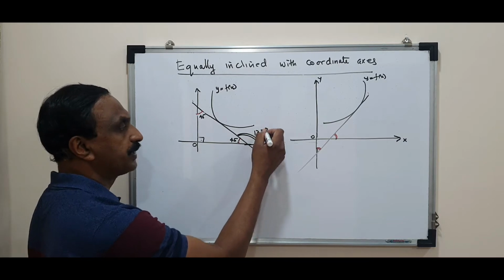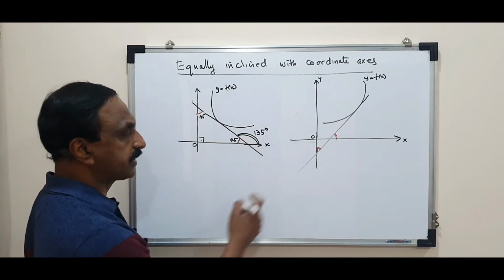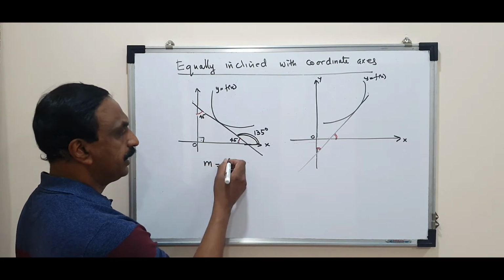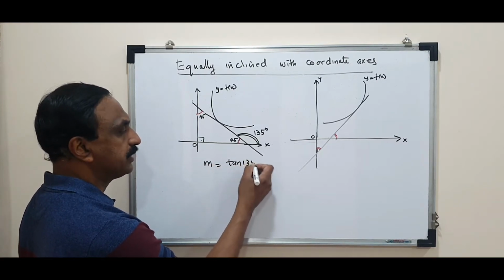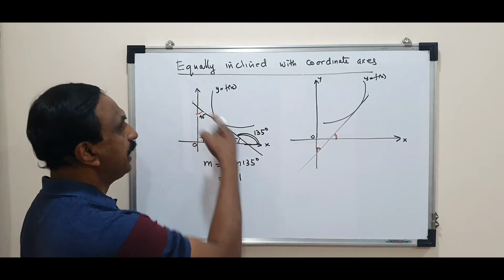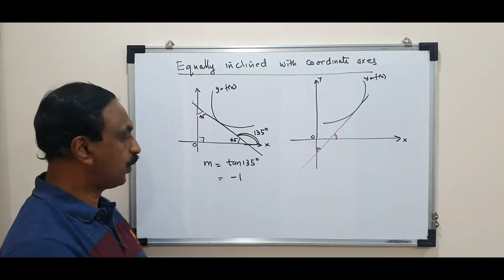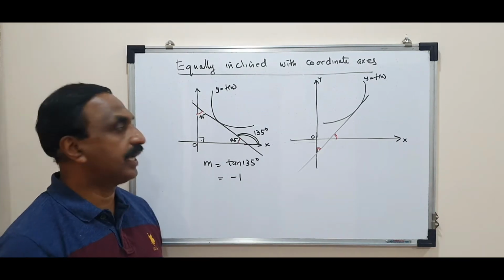And we know the slope is the tan of the angle made with the positive x-axis. So slope will be tan 135 degrees, so minus 1. So if the tangent is equally inclined with the coordinate axis, the slope of the tangent can be minus 1.